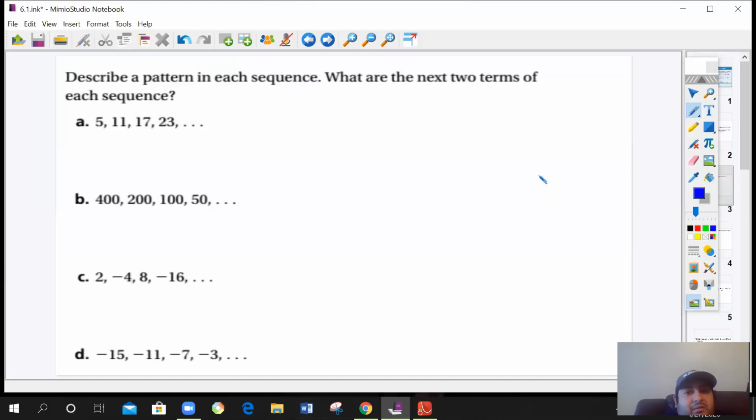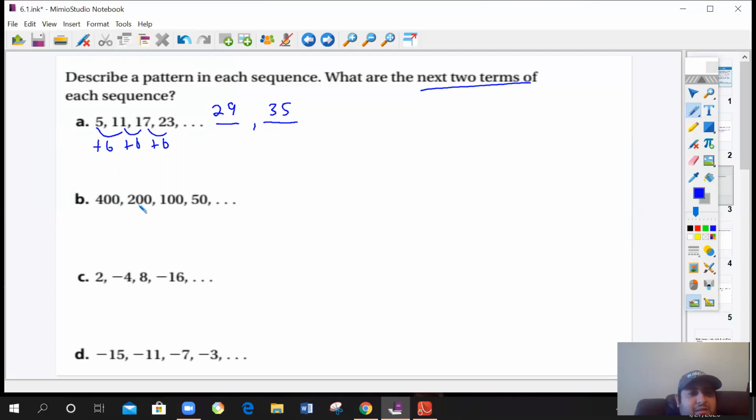All right, let's go ahead and practice this a little bit more. We need to describe the next two terms. So from here to here is going by plus 6, and plus 6. So the next two terms for this one are going to be 29 and 35, because we're adding 6.